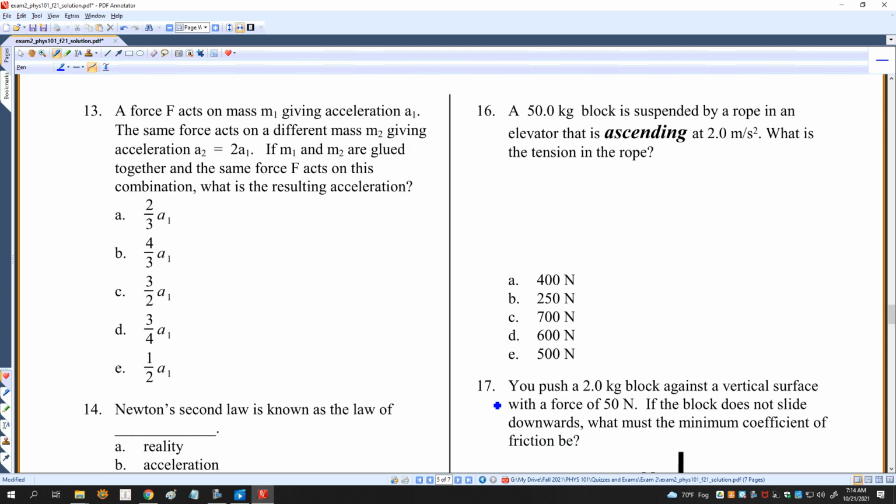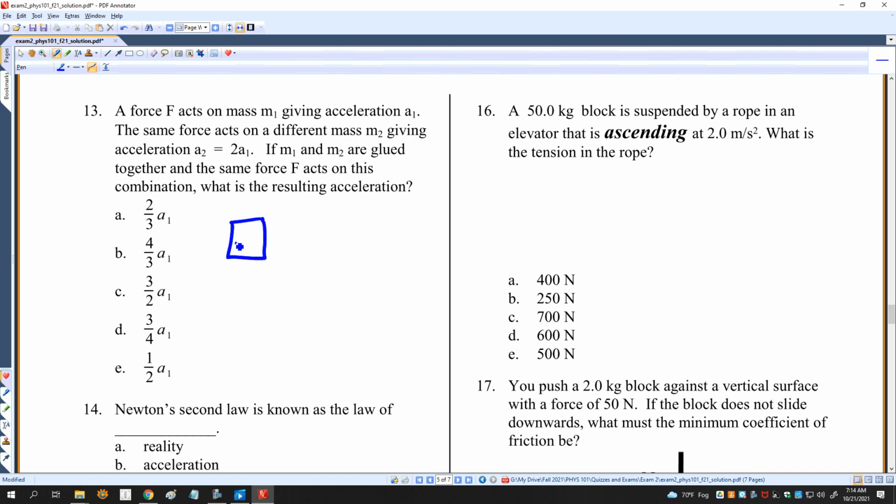Okay, this is straight from your concept test. Force acts on a mass m1, giving acceleration a1. The same force acts on a different mass, m2, giving an acceleration that's twice what it had before. If m1 and m2 are glued together and the same force acts on this combination, what is the resulting acceleration?